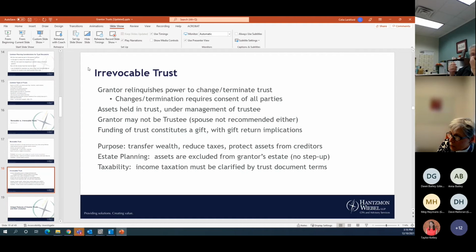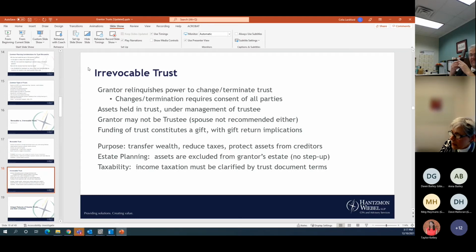An irrevocable trust means that the grantor doesn't have the power to change or terminate the trust without going through a lot of trouble. It will require consent of all parties. In contrast to a revocable trust, the assets are not owned by the grantor. They are held in a trust, and they are managed by that trustee. In the case of an irrevocable trust, the grantor may not be the trustee.